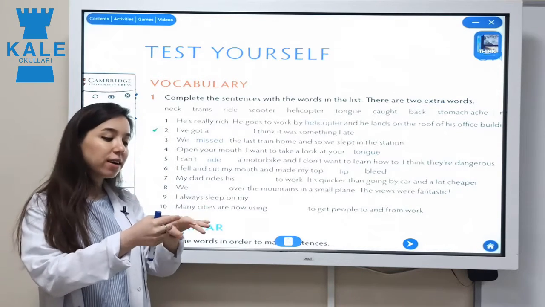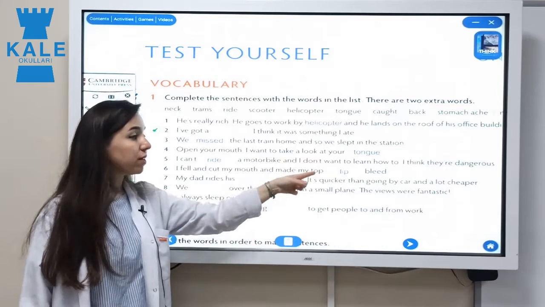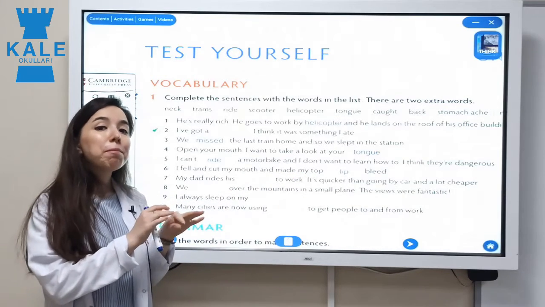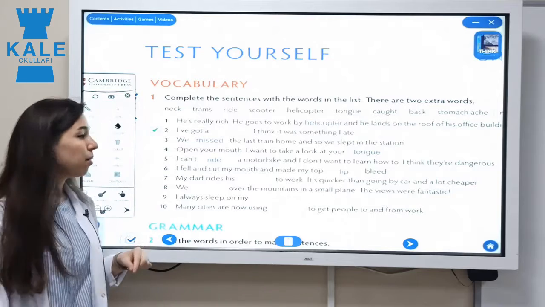Or you cut your finger, blood is coming from here. So we say that my finger is bleeding. Yes, bleeding means blood is coming from there.